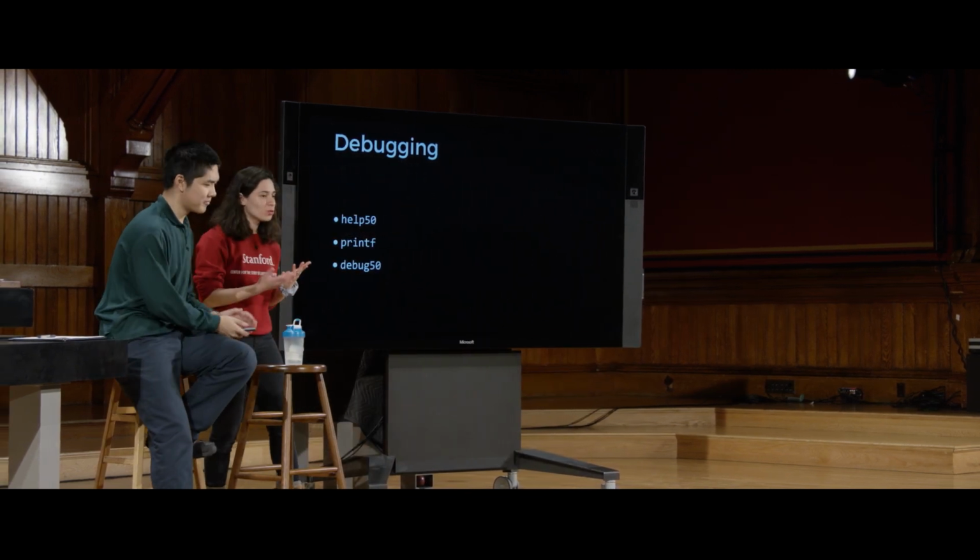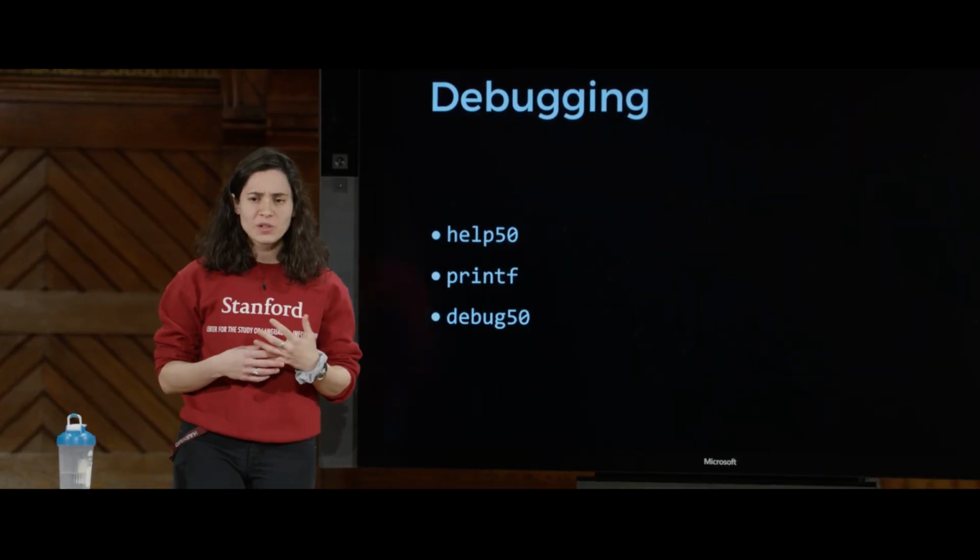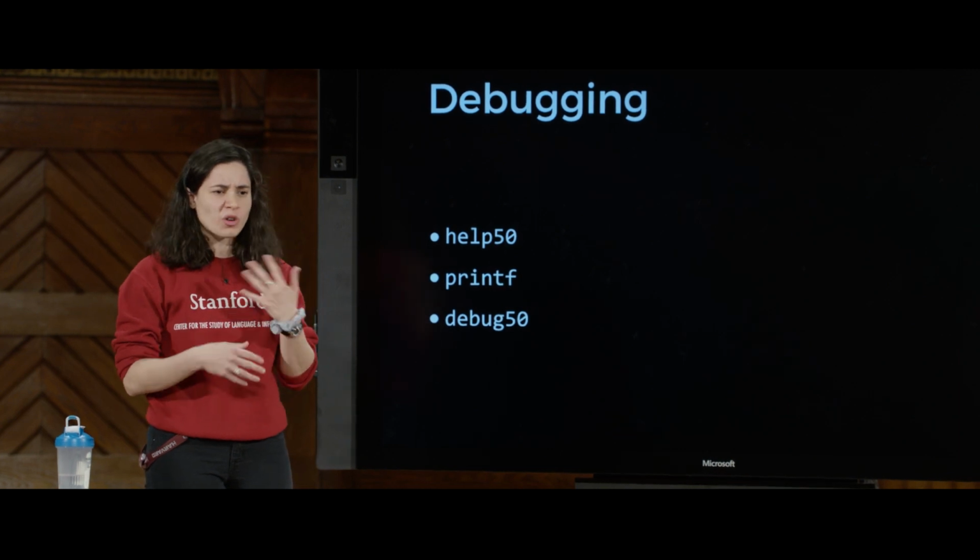OK, so a few tools that we gave you guys. We're looking at things like help50, printf, and debug50. Help50 was this tool that we gave you when you're writing your C program.